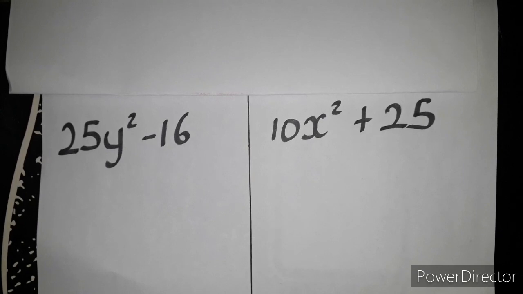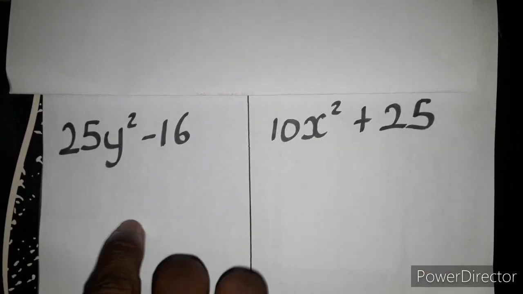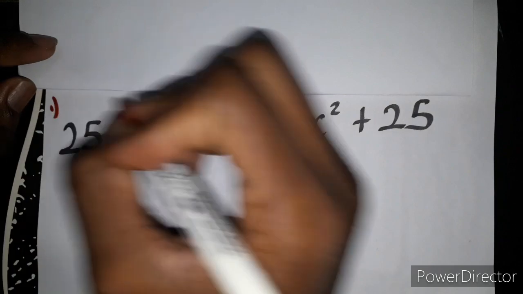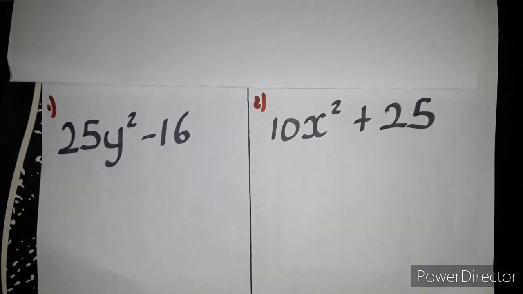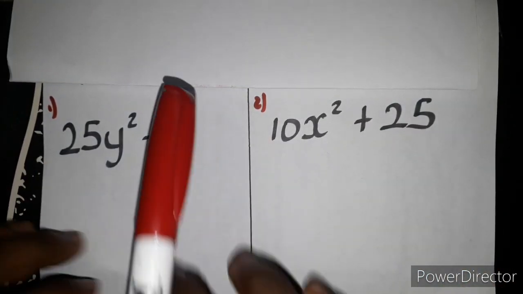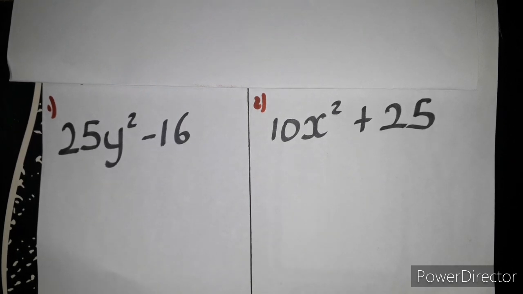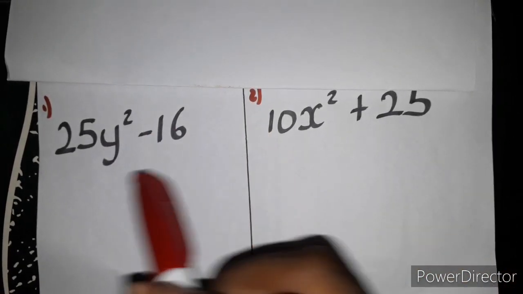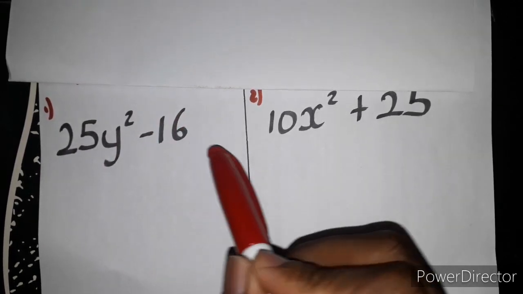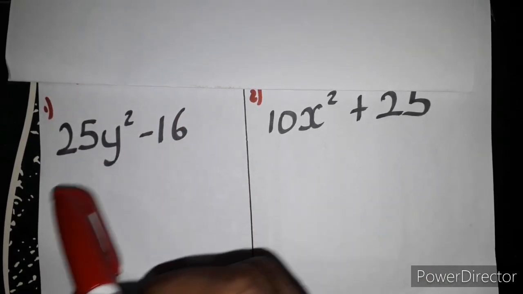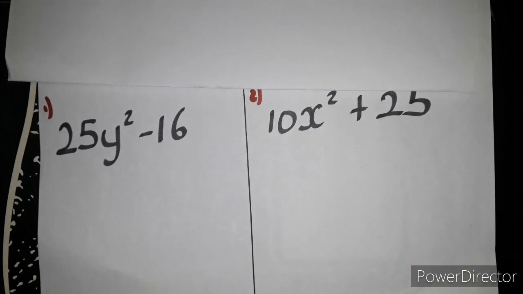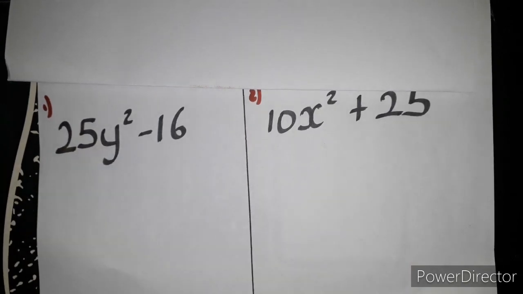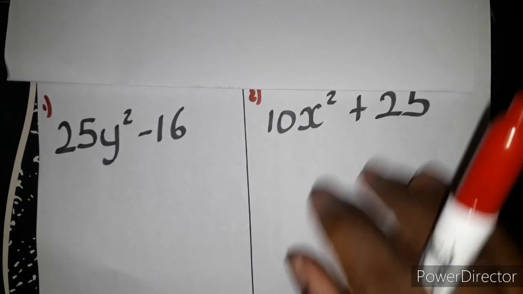Alright, so we're looking at the final examples. We have one on this side, let's say this is 1 and this is 2. The instruction says factorize. Let's deal with number 1 first. They did not tell you which method to use, they just said to factorize. Now let's look at this and see which of the methods we can use. 25y squared and 16. Are those two perfect square terms? Well, we know 5y times 5y will give you 25y squared, and 4 times 4 will give you 16. So that is definitely a perfect square.